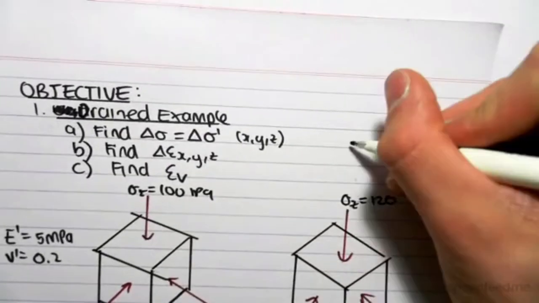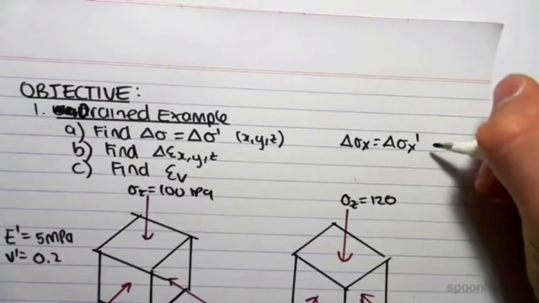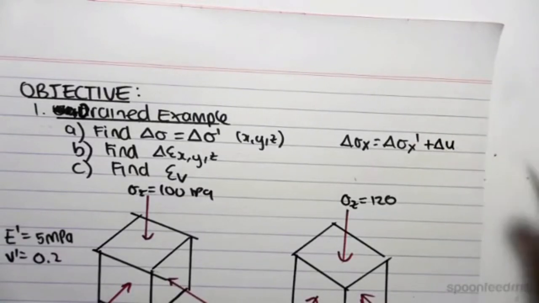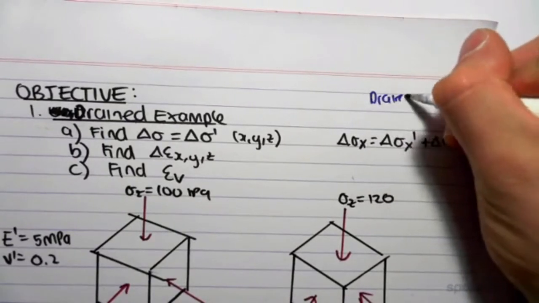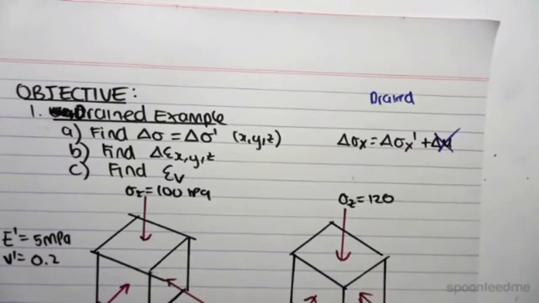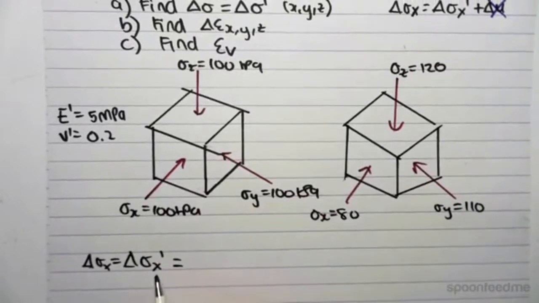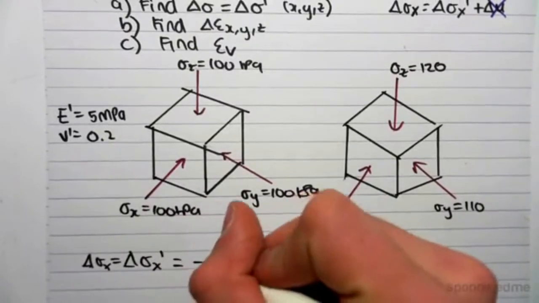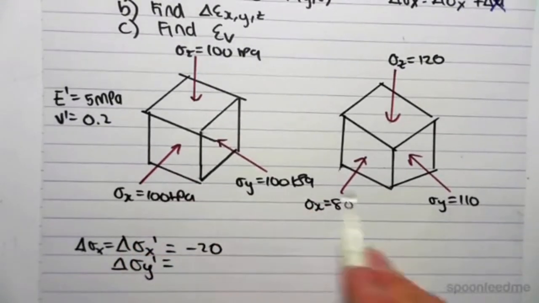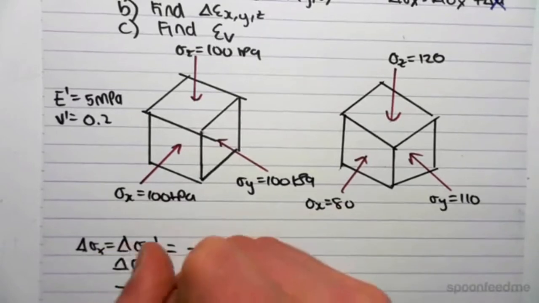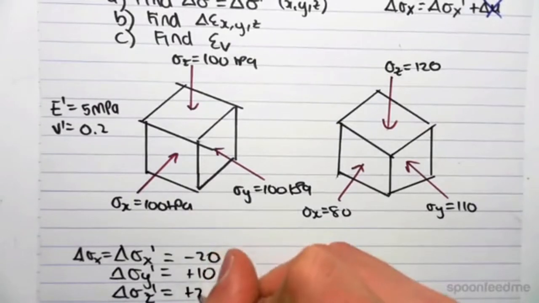So we spoke about this in the previous video, that we said that the change in total stress is equal to the change in effective stress plus the change in pore water pressure, but because we're looking at a drained case, that does not exist, and therefore we just have that relationship there. So the change in X dash, we've gone from 100 to 80, so this is minus 20. The change in Y dash would be gone from 100 to 110, so we've increased by 10. And the change in Z dash, we've gone from 100 to 120, so we've increased by 20.